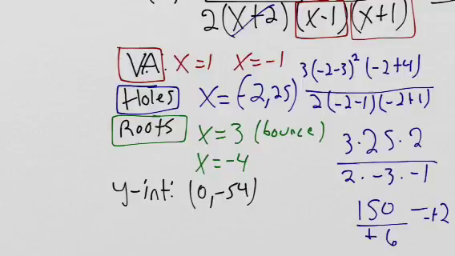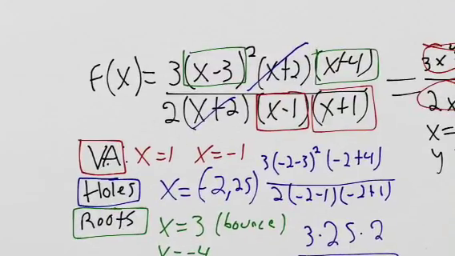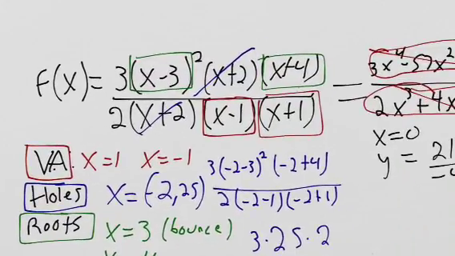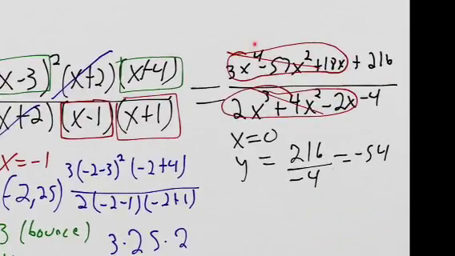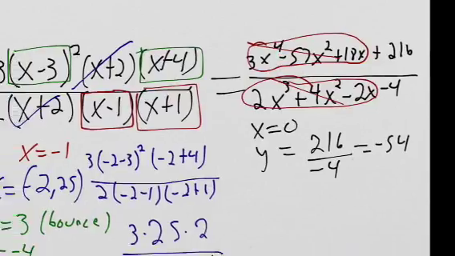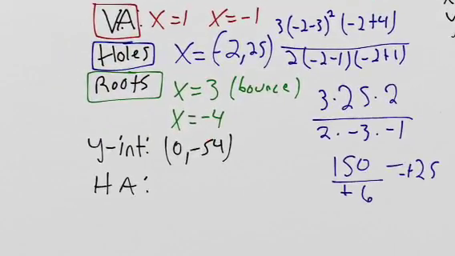Okay, so that's all we can do for now until we sketch it. We can also determine that there is no horizontal asymptote, because if we look here, we have 1, 2, 3, 4 factors on top, and we have 1, 2, 3 on bottom. The degree is bigger on top. It's 4 on top and 3 on bottom, so there is no horizontal asymptote.